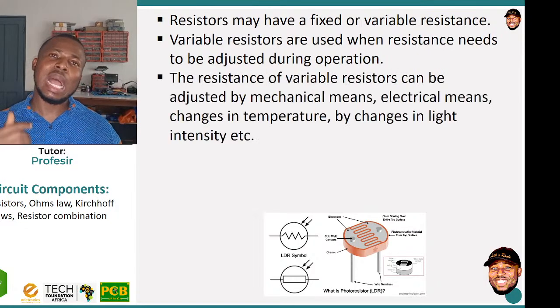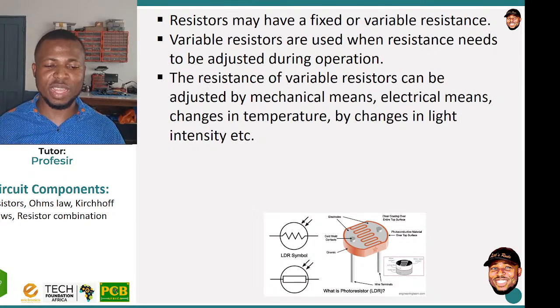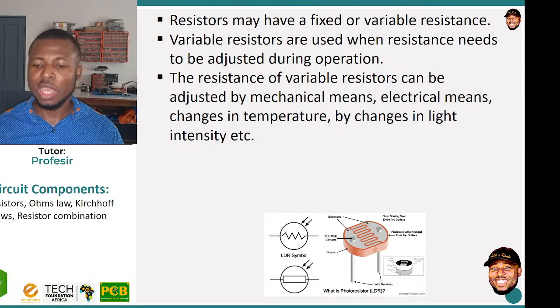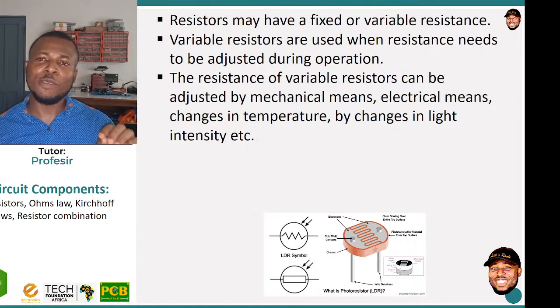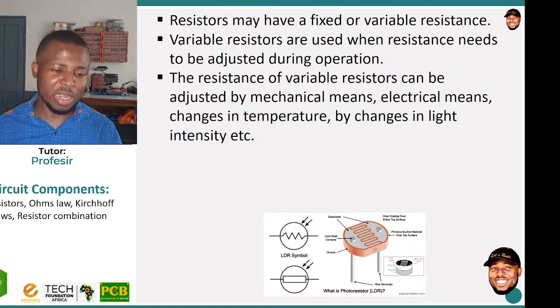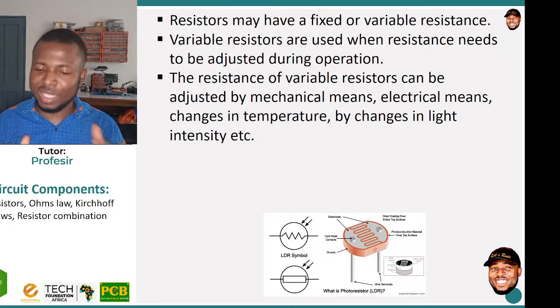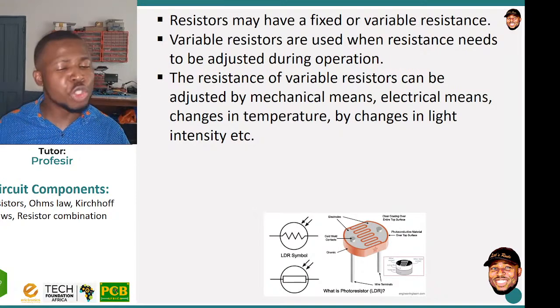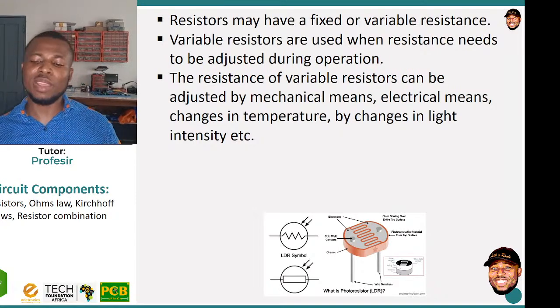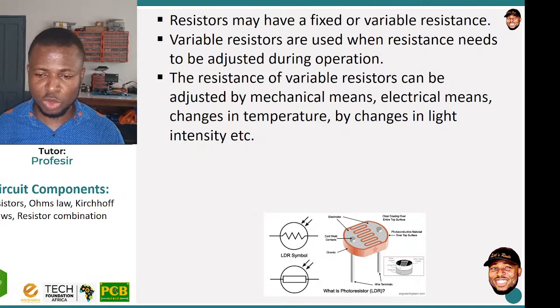Now, in terms of how we can vary the resistance, there are so many ways. We can do it by mechanical means. We can vary the resistance by electrical means. Now, take note. If a variable resistor can be adjusted by mechanical means, that means it has been designed to be adjusted by mechanical means. If it is adjustable by mechanical means, you cannot adjust it by electrical means. Take note of that, okay?